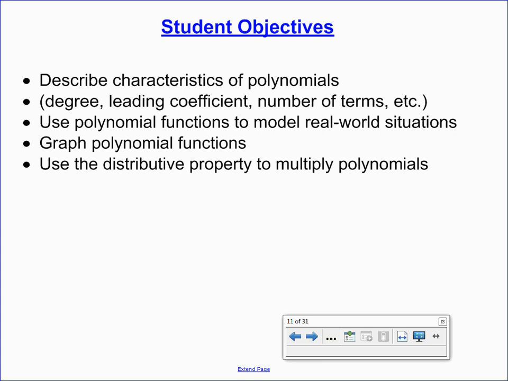Okay, ladies and gentlemen, thanks for focusing back in on our content objectives today. We're going to describe characteristics of polynomials. We're going to take a look at some graphs of polynomials. We're going to multiply polynomials, and we're going to classify them. So we're doing a little bit of naming, okay?